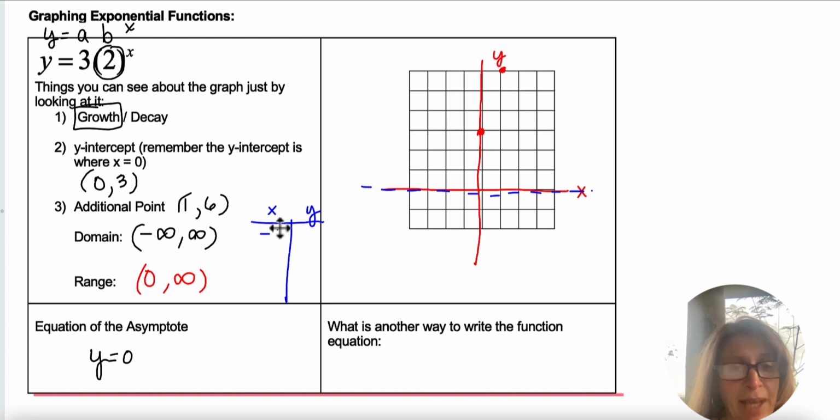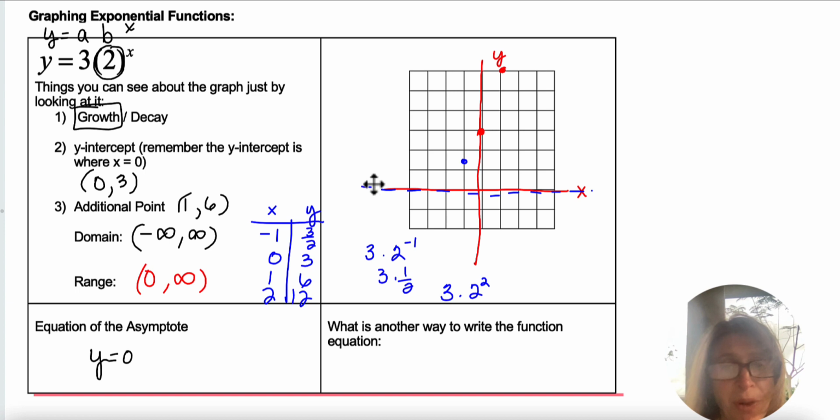All right, so I put in -1. That gives me 3 times 2 to the -1. So 3 times 1/2, so 3 halves. So -1 would be at 1.5. I put in 0, we know we already get 3. I put in 1, I get 6. I put in 2. That gives me 3 times 2 to the 2 power. 2 to the 2 is 4. 4 times 3 is 12. So no matter what, the graph is still going to take on this shape of an exponential function.